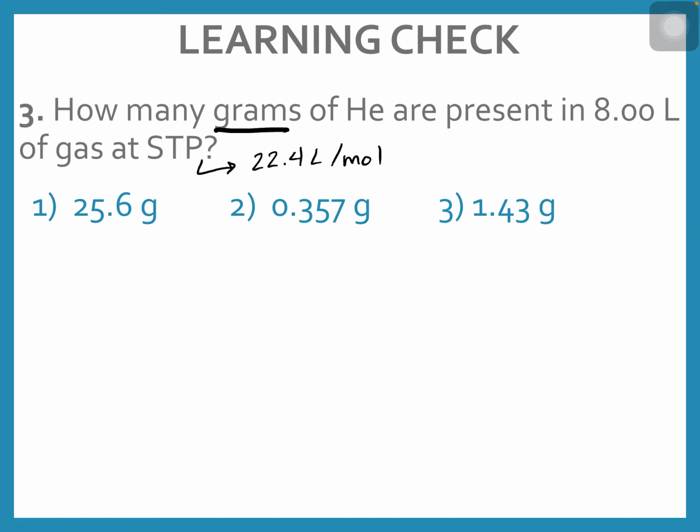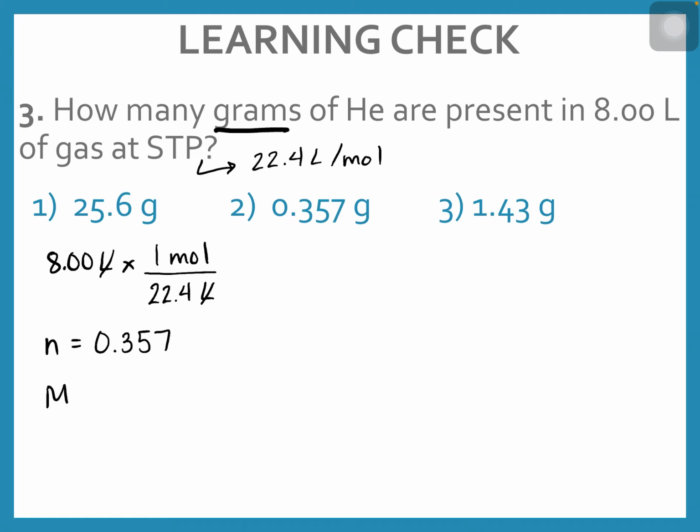So the first thing I'll do then is 8 liters. And here I want to figure out how many moles. So this time my moles will go on the numerator and the 22.4 liters in the denominator. So that will cancel my liters, and it will tell me that the number of moles of helium gas there is 0.357.